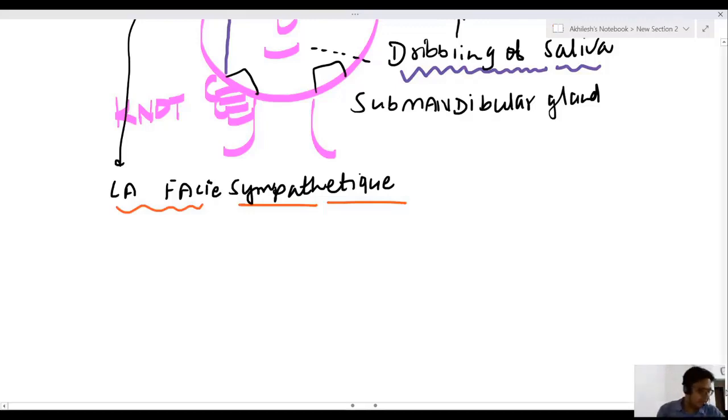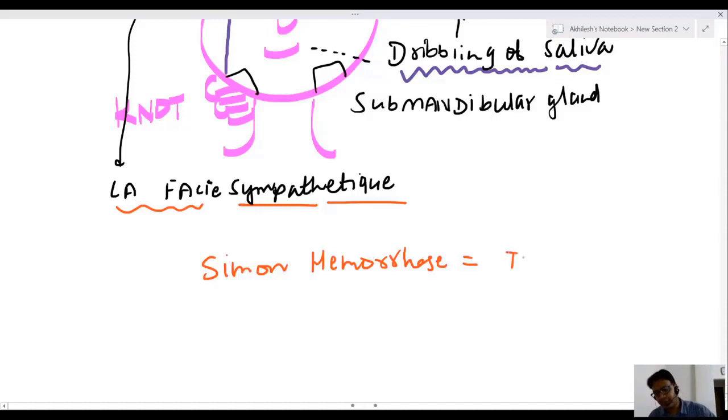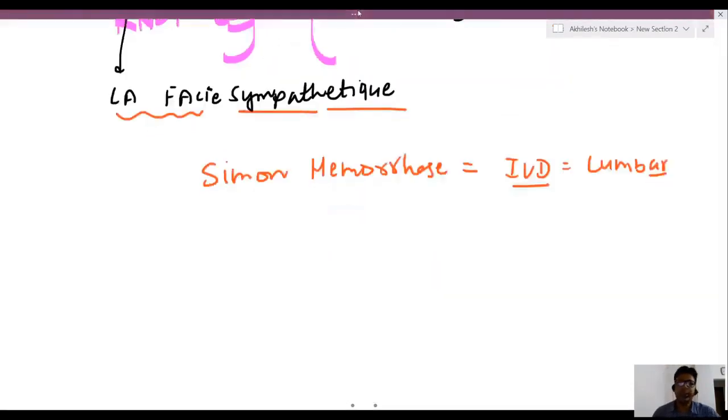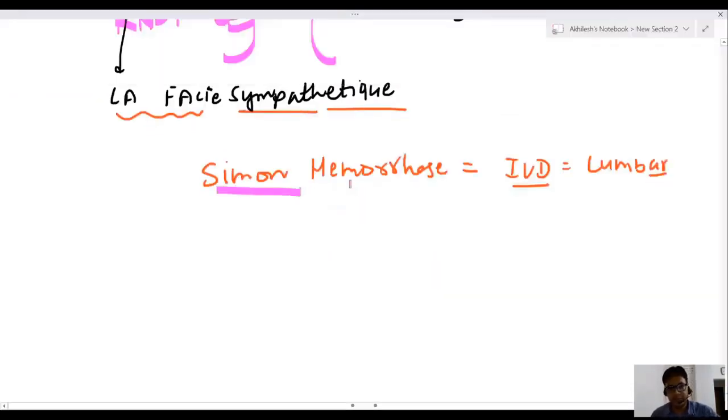Anyway, sir, we have seen some very important findings of hanging. In hanging, we can have Simon hemorrhage. Simon hemorrhage is hemorrhage in the intervertebral disc of the lumbar region. This is known as Simon hemorrhage.